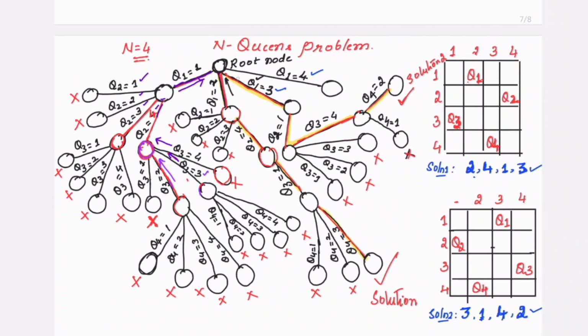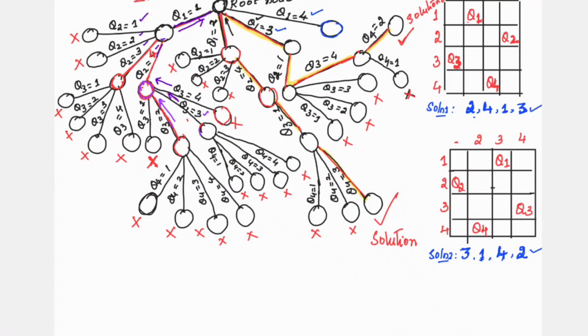Now for us, the only option left is q1 equal to 4. This one we need to explain. What if q1 is placed in the fourth column? Because see, what we have done in the 4 queens problem is we started placing q1 from the first cell onwards.